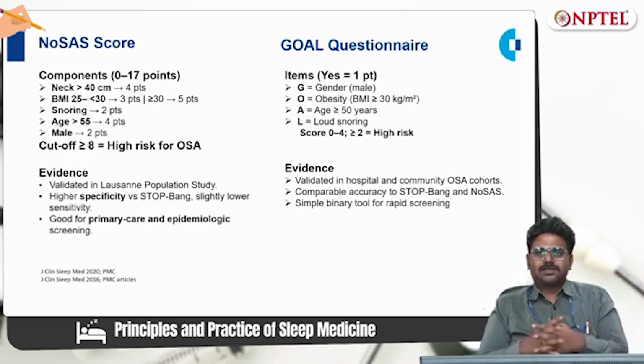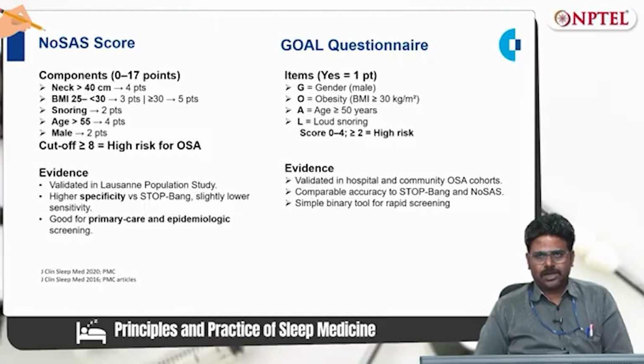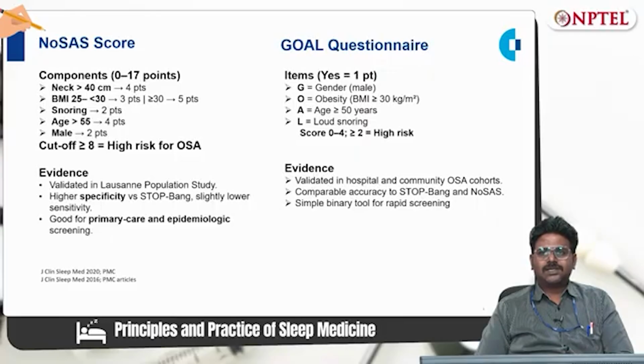Next is the GOAL questionnaire. Each item carries 1 point. First, G stands for gender, male. Then O for obesity, BMI more than or equal to 30 kg per meter square. A stands for age, more than or equal to 50 years. L stands for loud snoring. The score is 0 to 4, and more than or equal to 2 carries high risk for OSA. Evidence: it has been validated in hospital and community OSA cohorts, with comparable accuracy to STOP-Bang and NOSAS, and is a simple binary tool for rapid screening.